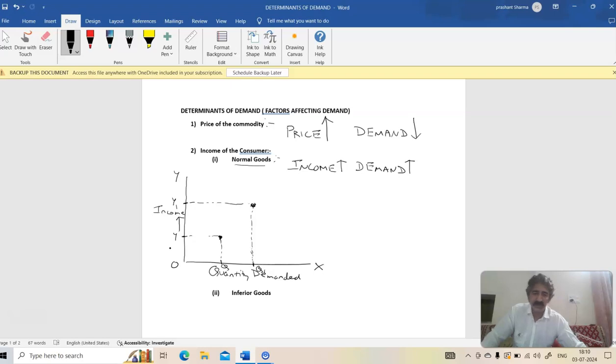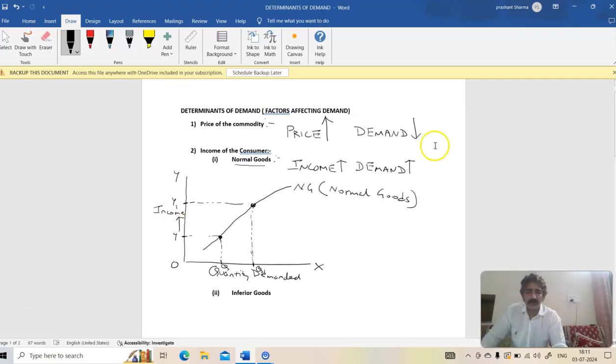Now we'll be making a demand curve, somewhat like this. This is a positive slope, not a negative slope. So this is NG. NG indicates normal goods. This is the demand graph for normal goods, indicating a positive relationship between the income and the demand for normal goods like clothes, mobile phones, footwear, furniture, normal goods.